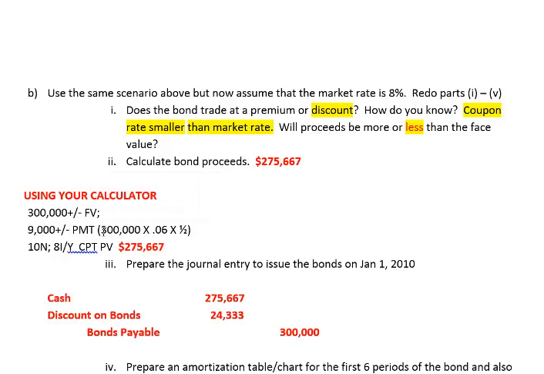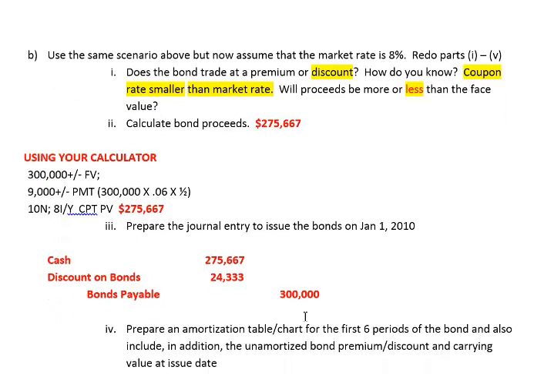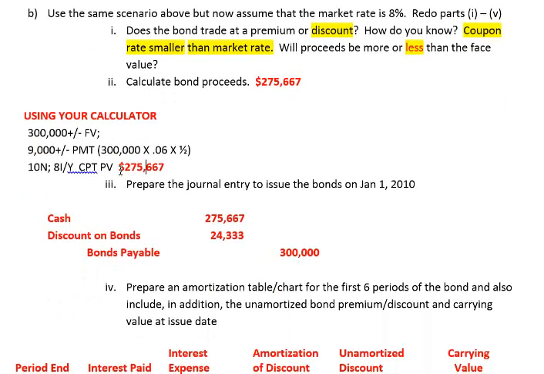We've already calculated our cash payment, which is based on the coupon, and that hasn't changed, so it's still $9,000. And then we have our number of payments, 10 payments. Our market rate now is 8%. Because the market rate now exceeds the coupon, we now see that our bond trades at a discount. So now we're going to record our cash received, which is the present value of the bond, at $275,667.